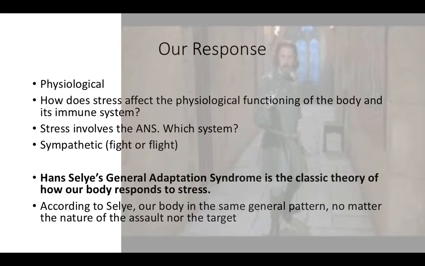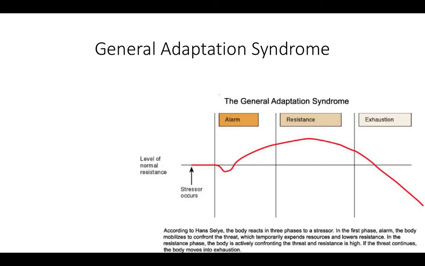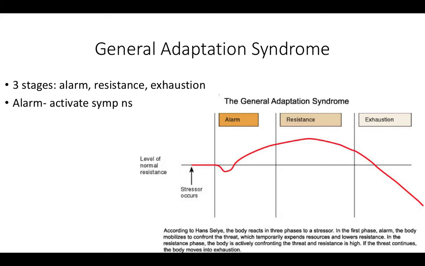Some criticism of Selye's theory is that it's too simplistic and that our body does actually respond differently to different kinds of stress, but this is still generally accepted as the basic model. It has three stages: alarm, resistance, and exhaustion. And in the alarm stage, our sympathetic nervous system gets activated. And when the stressor occurs, we actually are more vulnerable in that first stage of shock.